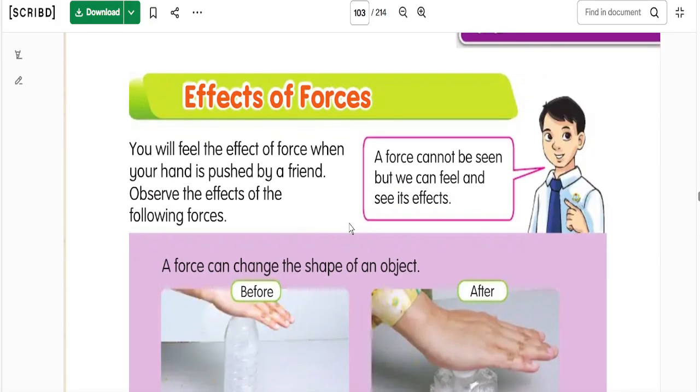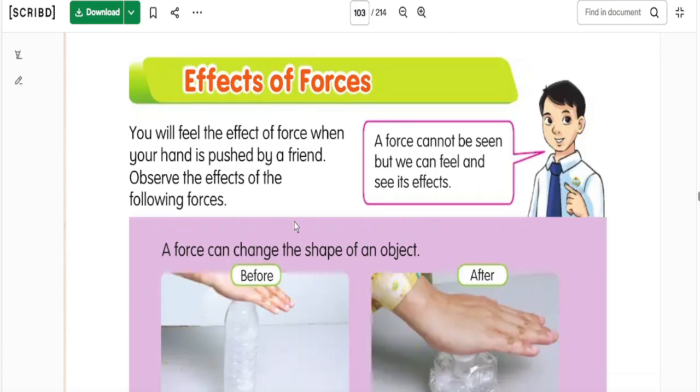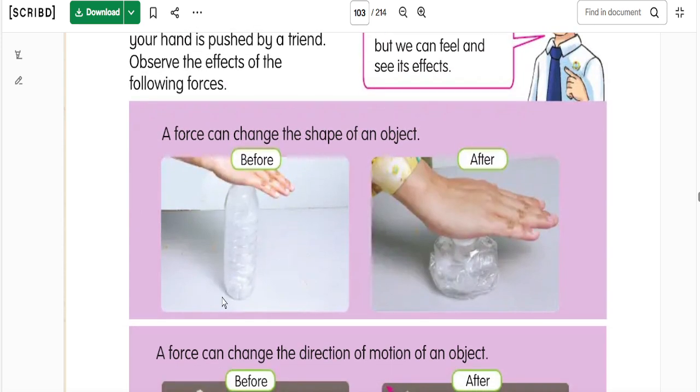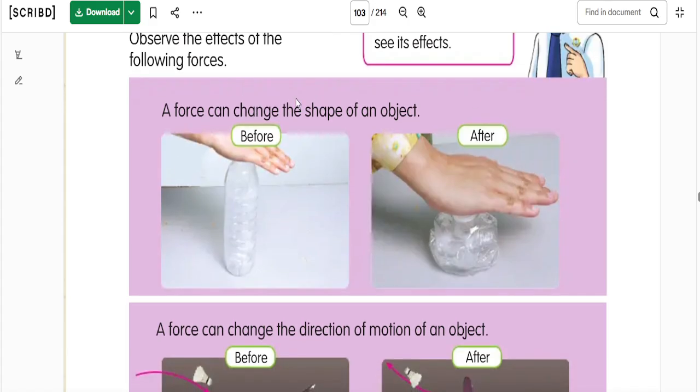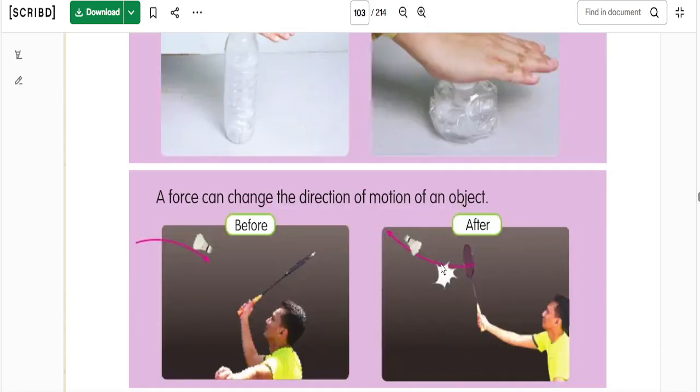What are the effects of force? You will feel the effect of force when your hand is pushed by a friend, right? Force cannot be seen but we can feel its effect. Like if you see in this figure, what do you observe? A force is changing the shape of an object, right? Before it was like this. As you apply force on this bottle, its shape changed, and now it looks like this, right?